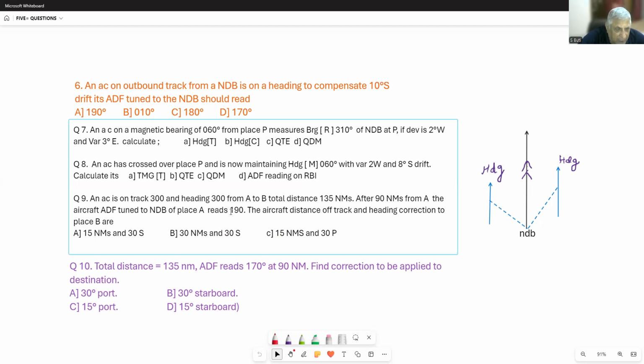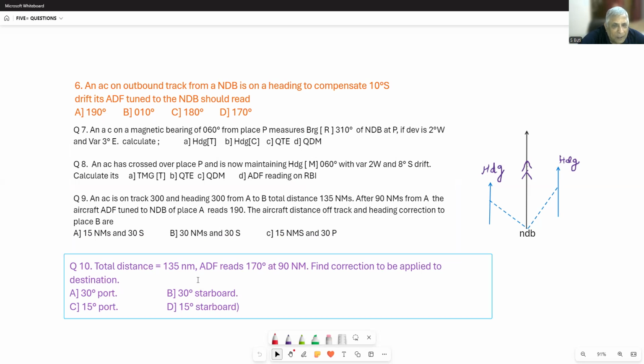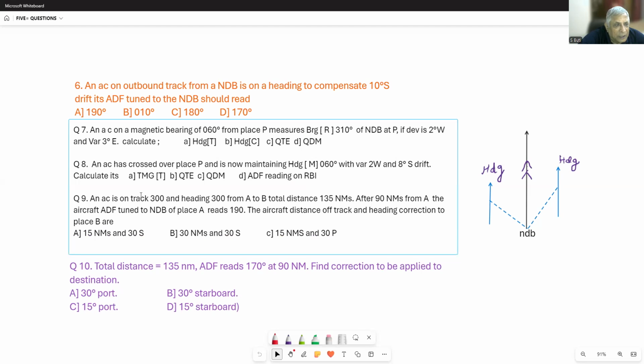Question number 9 and 10 are similar. In question number 9 and 10, this is the track, this is also the heading. That means he has not applied the drift. Okay. And if he drifts away from the track, his heading will be parallel to the track, but he'll go away from the track. Here is your NDB.